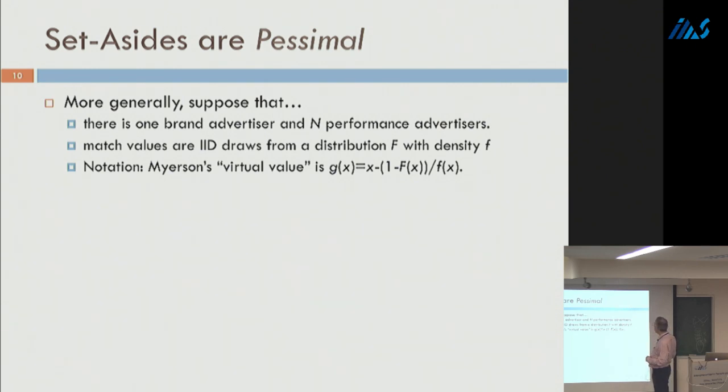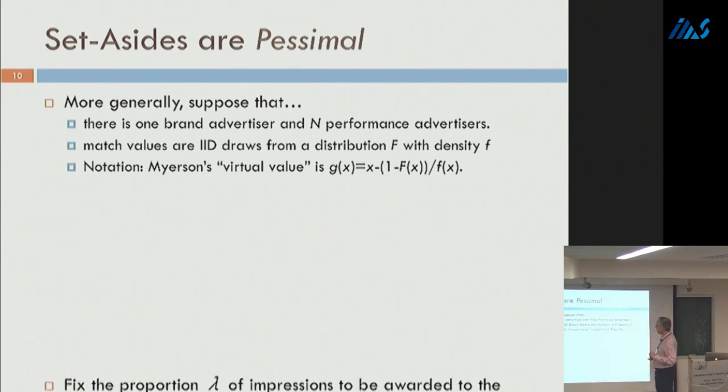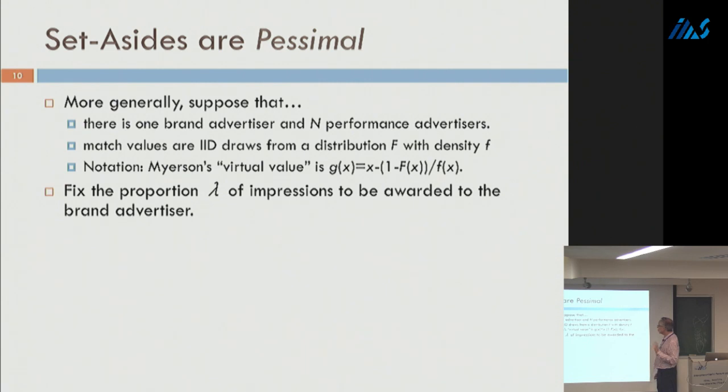For the performance advertisers are these, right? And for the end performance advertisers. And for the brand, I'm not going to care about the brand advertiser. You'll see why. So what I'm going to do instead is imagine that there's a contract and that we have fixed the proportion of impressions to be awarded to the brand advertiser.